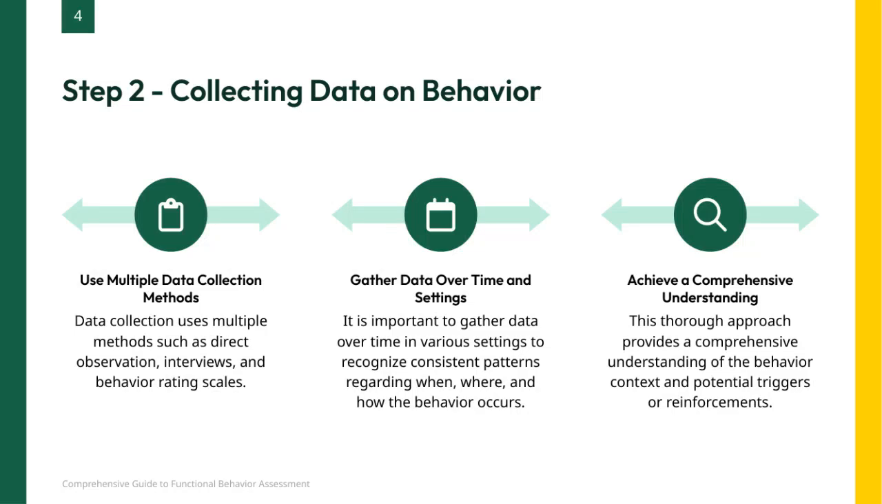When collecting data on behavior, it's crucial to use multiple methods. This includes direct observation, conducting interviews, and utilizing behavior rating scales to get a well-rounded view. Gathering data over time and in different settings is equally important because it helps identify consistent patterns, like when and where behavior happens, or any specific circumstances that might influence it.